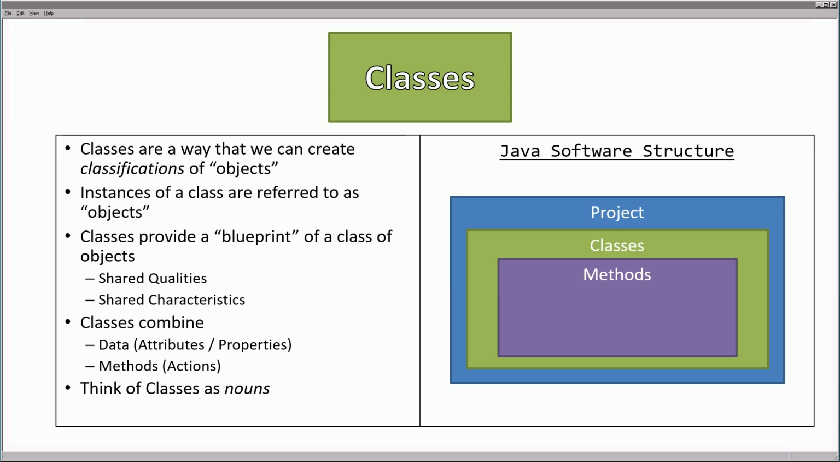Classes provide a blueprint of a class of objects. Now, these refer to the shared qualities and characteristics of a given class of objects. In programming, classes combine data, which is referred to as attributes or properties, along with methods, which are the actions. In a previous lecture, we talked about how methods are verbs. Now, classes can be thought of as nouns. And remember, methods have to be grouped inside of classes. So, a class contains verbs. In other words, this noun contains the actions which it can do.